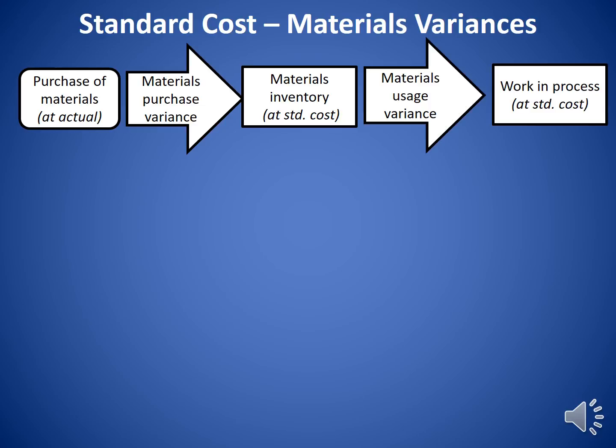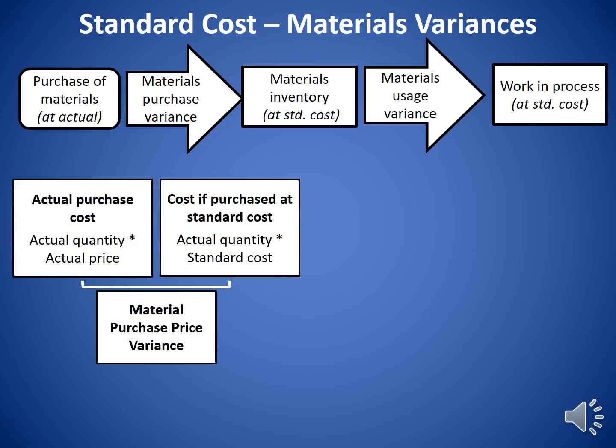After that then, we're going to use the materials in our work in process, and again we're going to compare the materials that we actually used in our work in process versus the amount of materials we should have used, and we extract what we call a material usage variance. So the only thing that ends up in work in process is the standard amount of materials that we should have used at the standard cost.